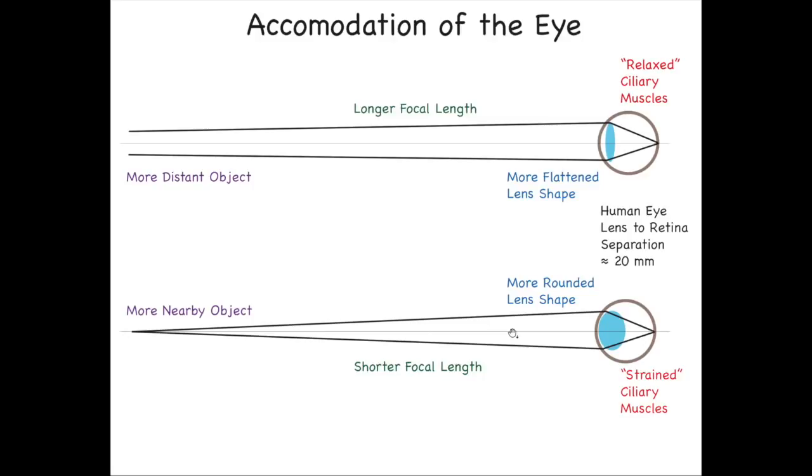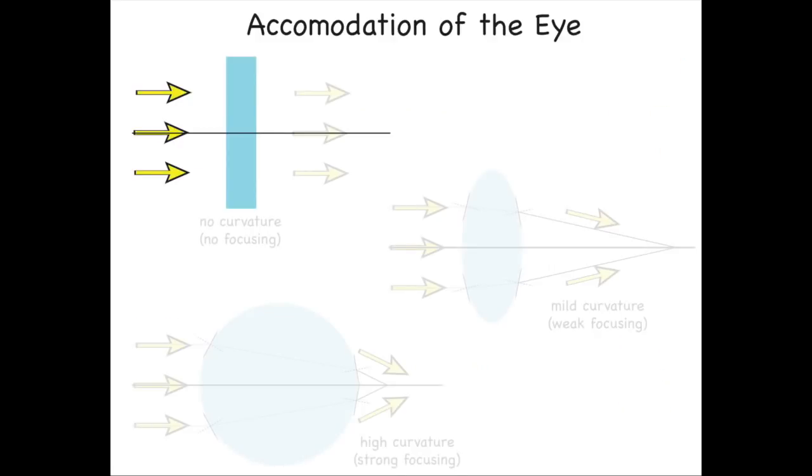So let's take a quick aside away from the eye and just make sure we understand that that's the case. If we take a piece of glass that has no curvature at all, and we send parallel rays through it, they won't focus at all, and that will cause no focusing. So no curvature is associated with no focusing.